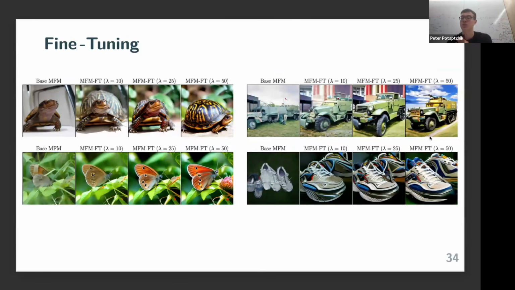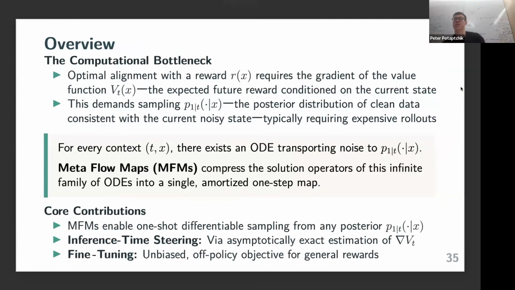And then here are some generated samples. These are separate runs where we're increasing the strength of the reward signal. And you can see that as you increase the reward signal, you get more fidelity to the actual reward. Eventually it'll become oversaturated, but that's expected. So yeah, that was an overview of meta flow maps.